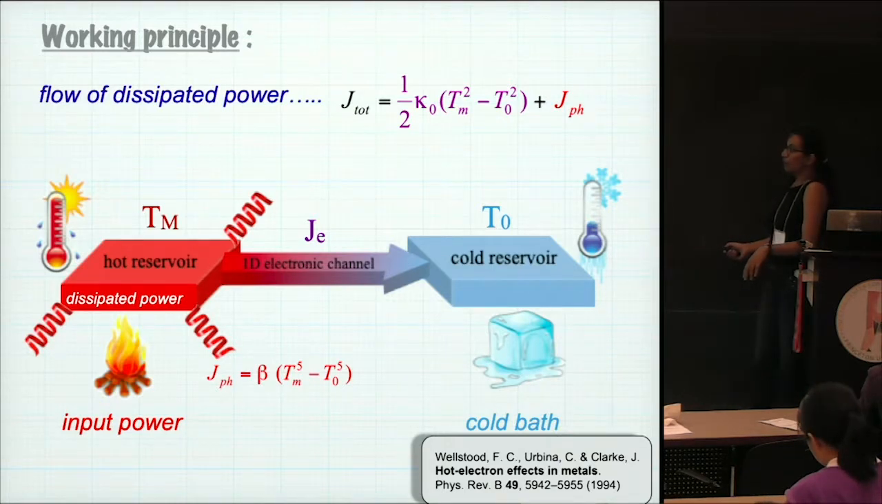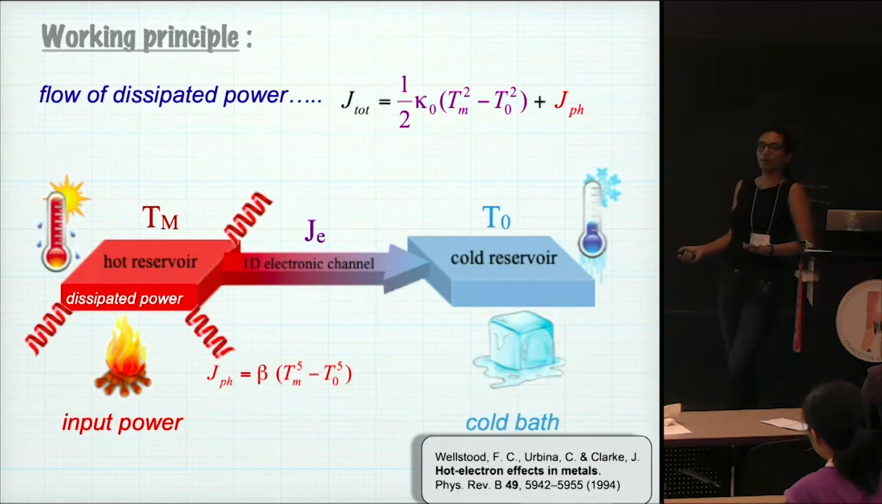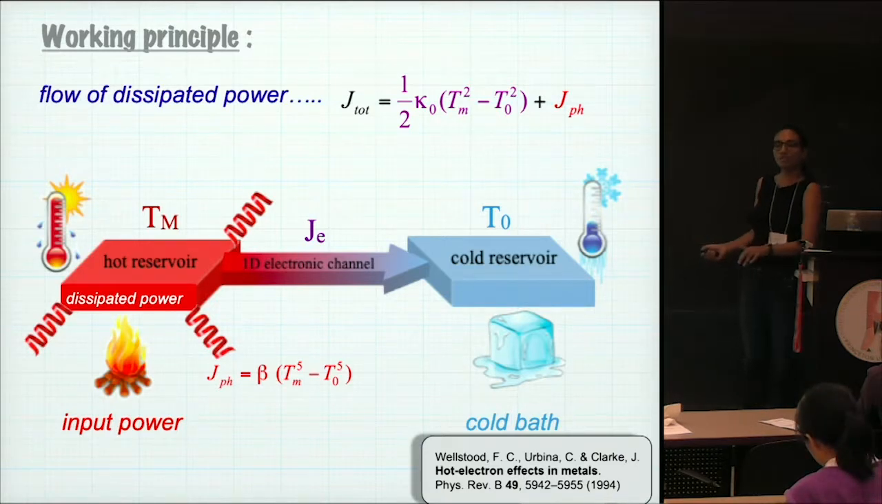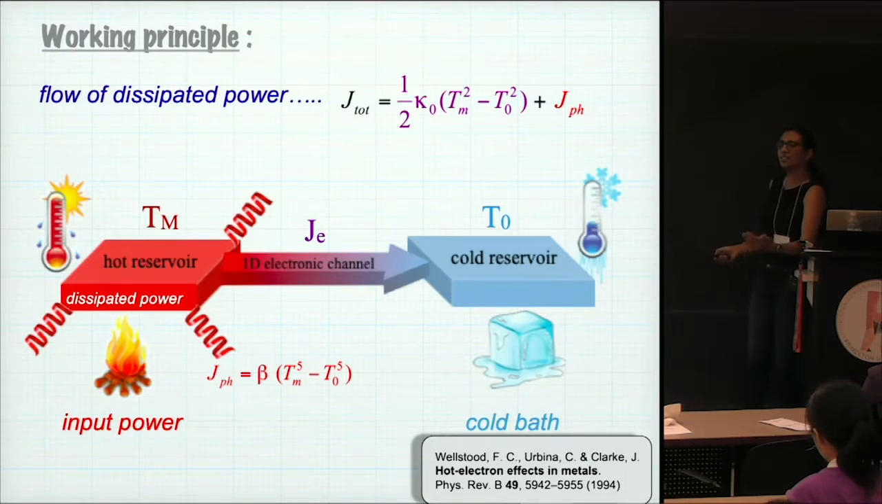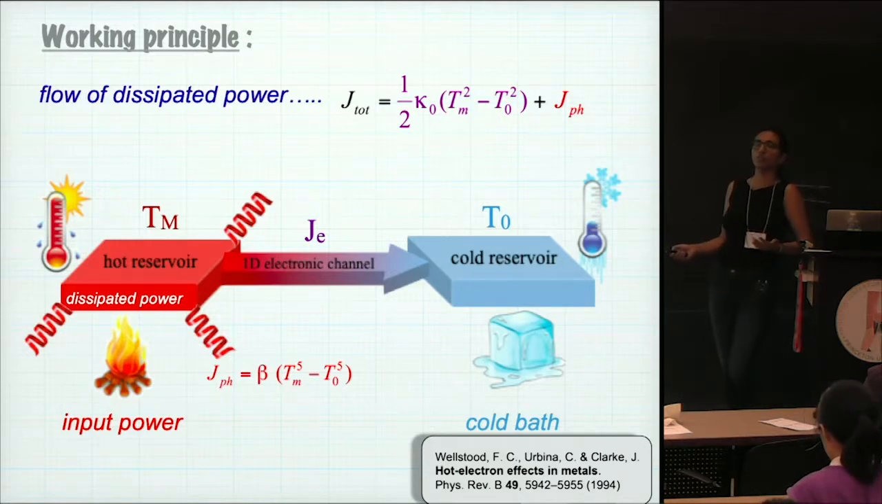Now for this 1D channel, we are relying on quantum Hall because quantum Hall gives us ballistic edge modes which are 1D in nature. So that's the reason that we use a platform which is fractional quantum Hall. It gives us a zoo of particles to study and also the ballistic 1D limit.